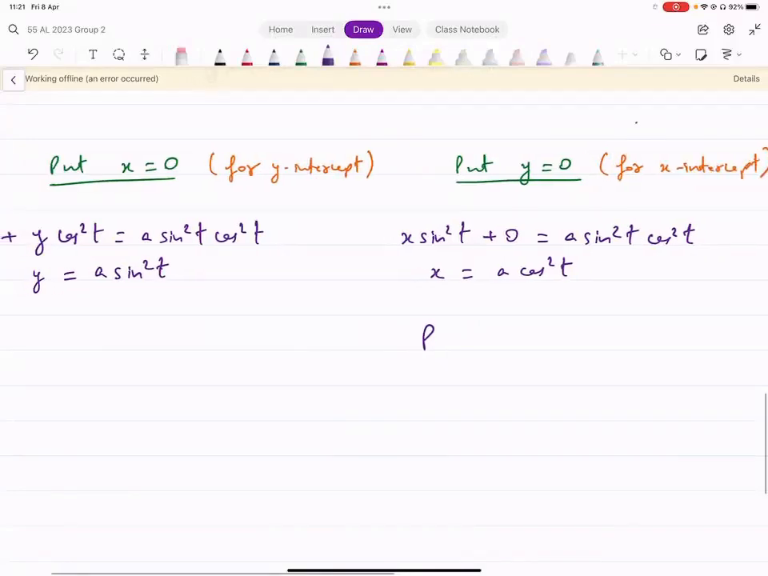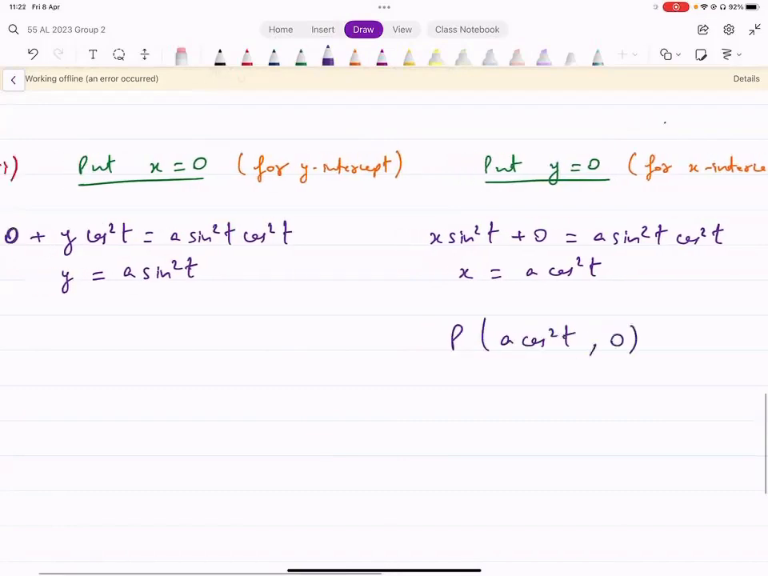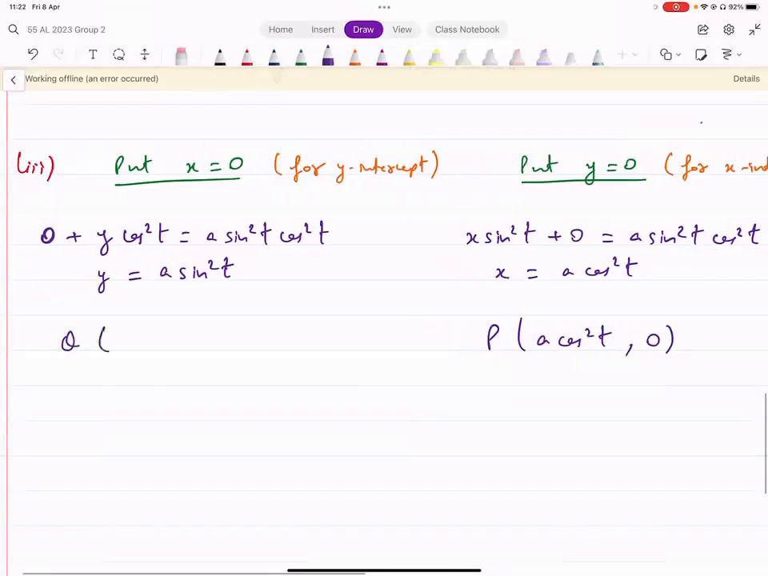Now the x intercept was P. P के coordinates क्या हो गए? A cos square t and 0. And the y-intercept was q, that is 0 and a sine square t. ये आपके पास दोनों के coordinates आ गए, p के coordinates और q के coordinates.